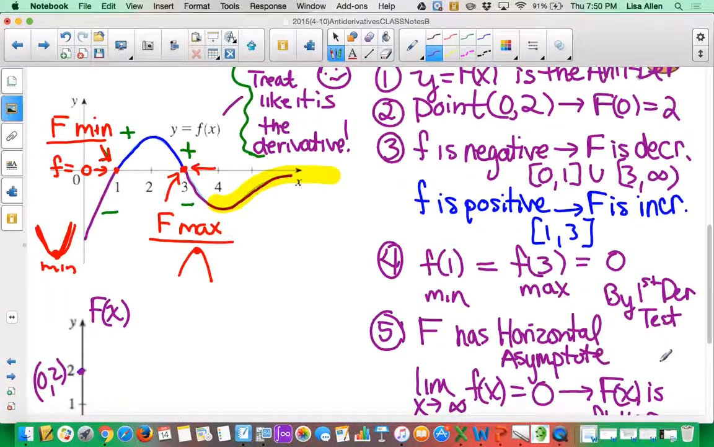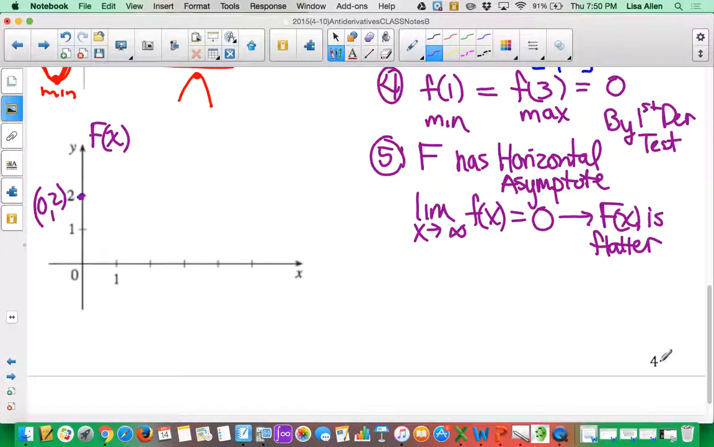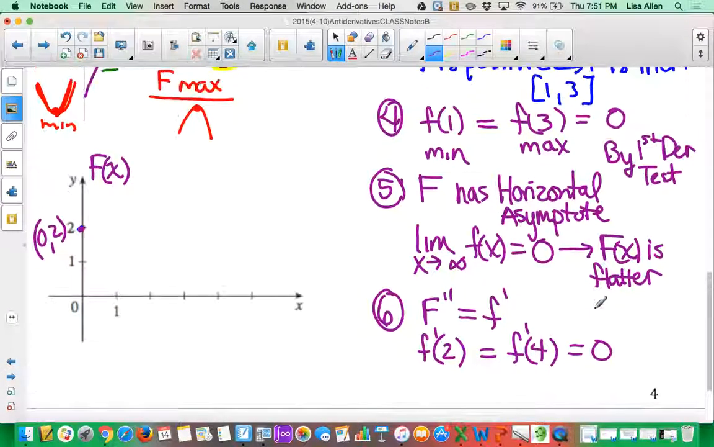So then I want to look at f double prime. Just getting all the information here. So let's notice f double prime. What is f double prime? Capital F double prime is equal to f prime. So let's take a look at what we get here if we have f prime of 2 is equal to f prime of 4 is equal to 0.